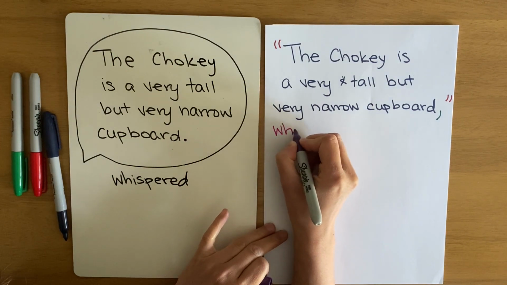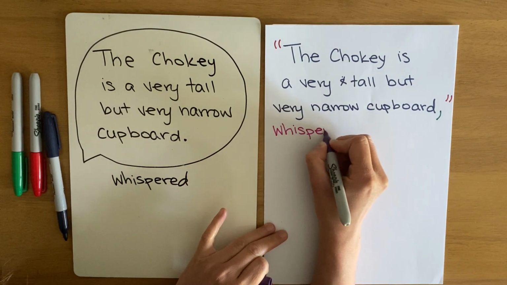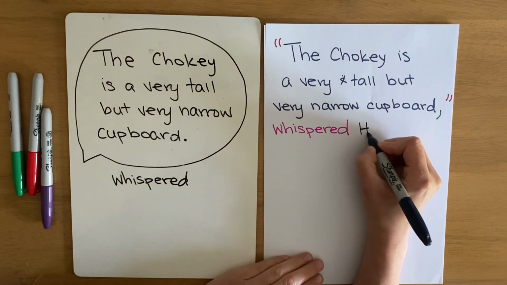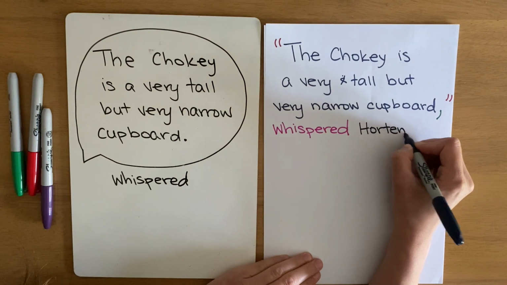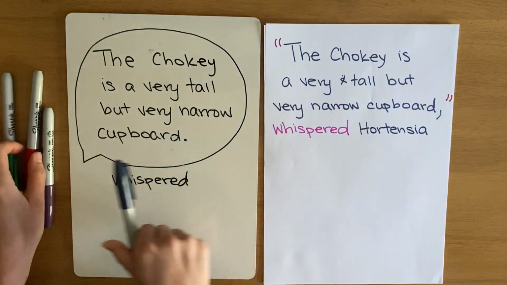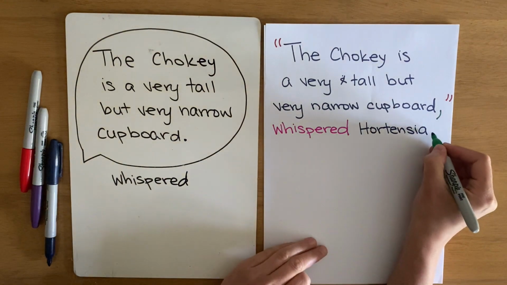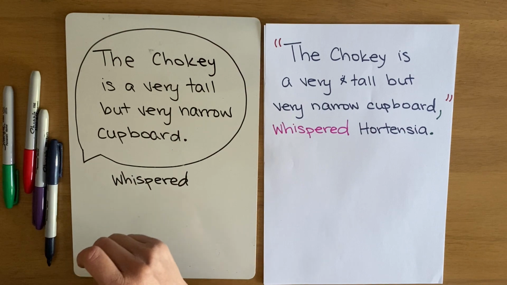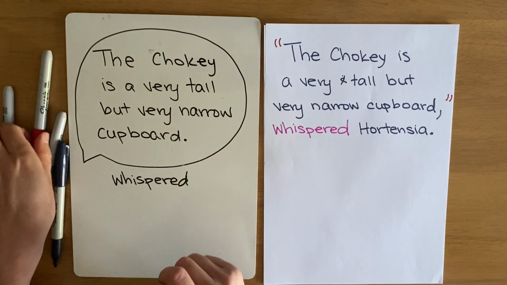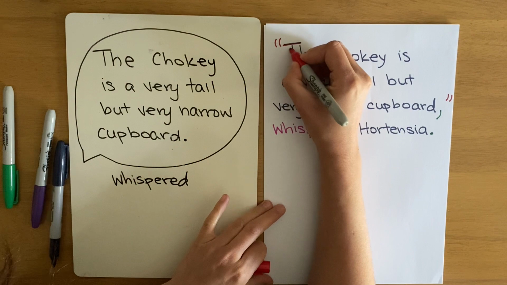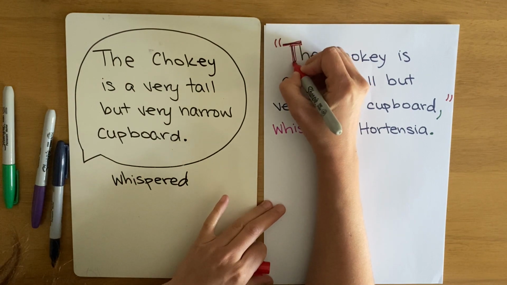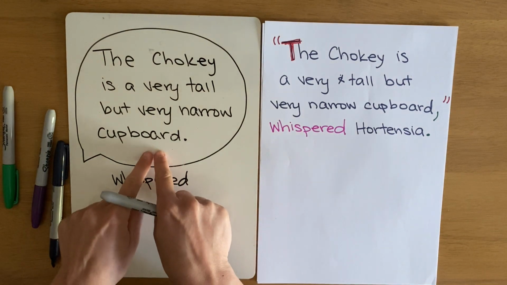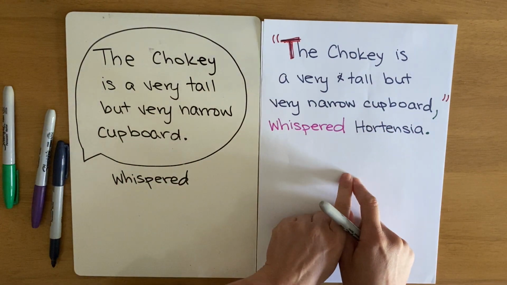Whispered Hortensia. And then there's a full stop at the end. And I want to make sure actually that we're remembering our capital letter at the very beginning of the speech. So I'm going to put that in red as well. Okay. So that is how we turn speech bubbles into a sentence with speech marks.